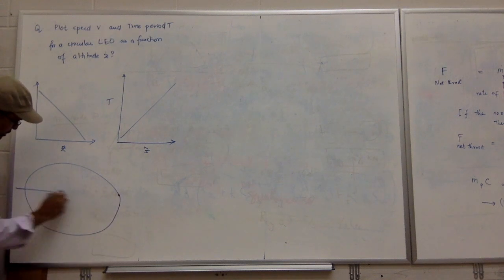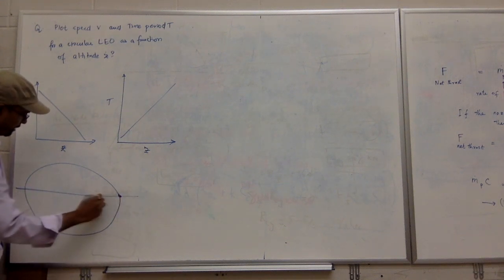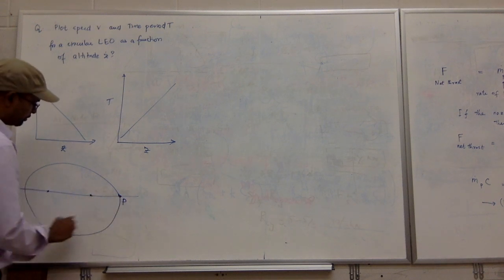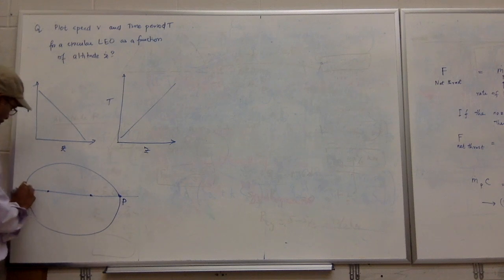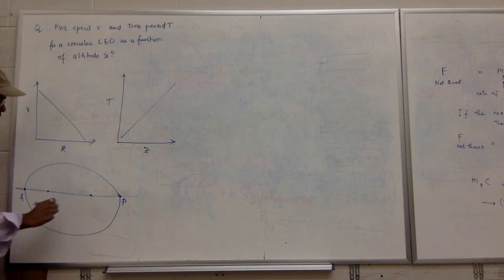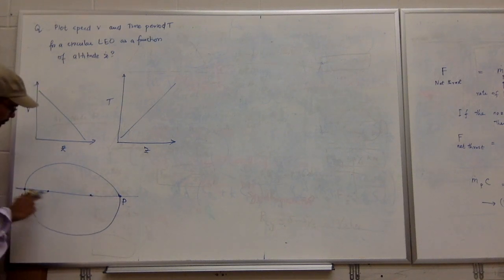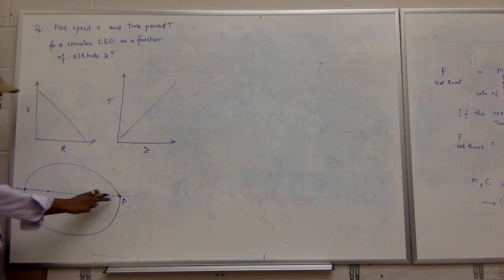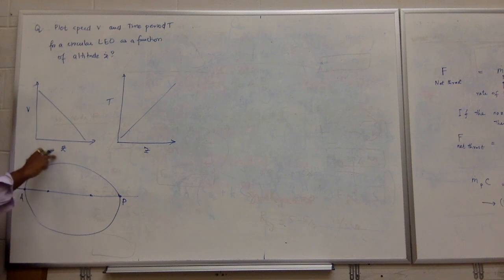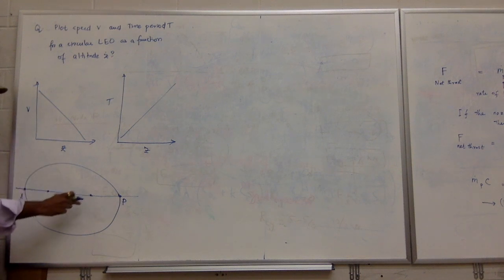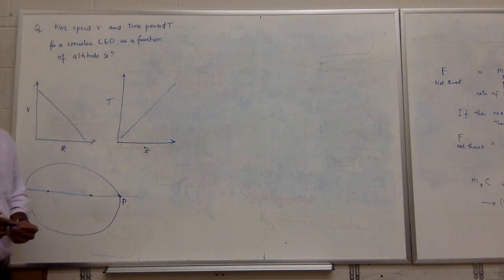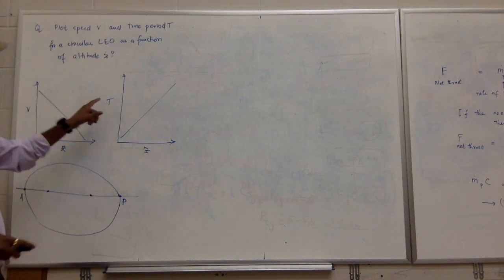It's alright. This is P, right? This is P. Okay, this is A. What do you know about speed here? Yes, P is the fastest. So as the altitude becomes more and more, the speed decreases. This is for a circular orbit though, right? Right.